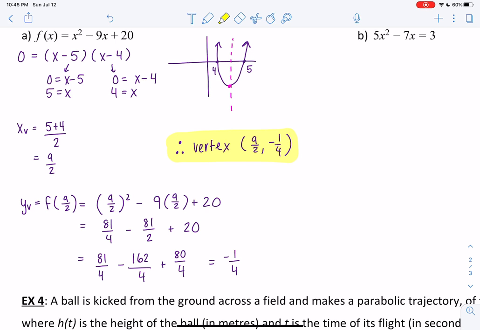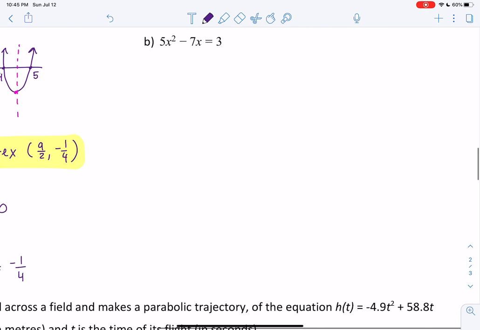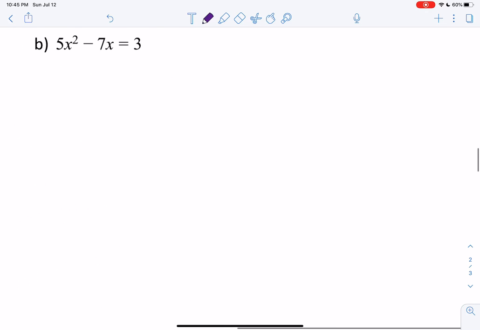Okay, let's do one more example. So for B, we have 5x squared plus 7x equals 3. So in order to find our zeros, which is the first thing we have to do, we have to set this whole thing equal to 0. So we'll have 5x squared minus 7x minus 3 equals 0.